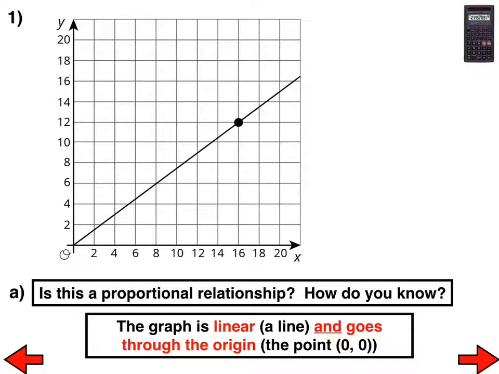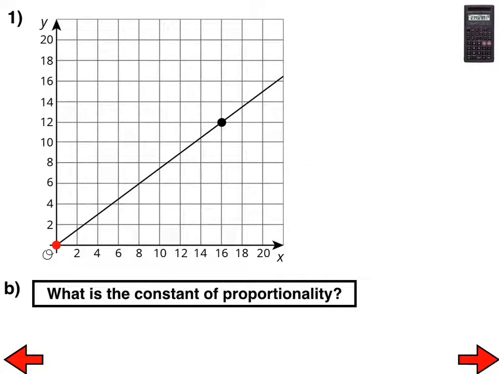This is the new part. How in the world do you find the constant of proportionality from a graph? Well, the first thing we have to do is take at least one ordered pair that is provided to us. By the way, that is (16, 12), and this is where you should start writing in your packet.